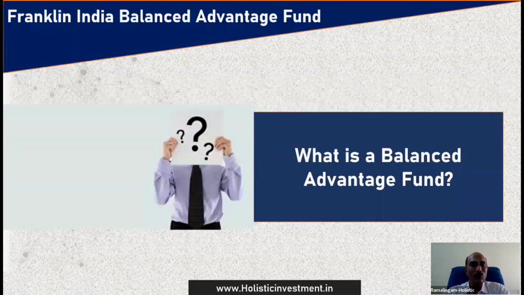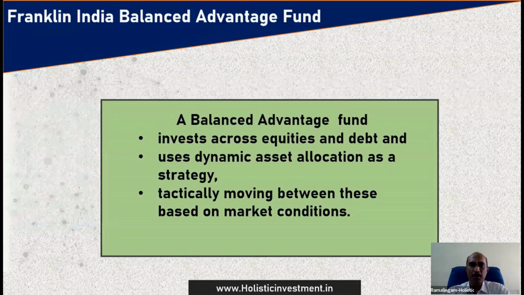What is Balanced Advantage Fund? Balanced Advantage Fund invests across equities and debt. That means they can invest in stock market and also invest in fixed income securities. They will use dynamic asset allocation as a strategy. That means they can move from equity to debt and debt to equity based on the market outlook.